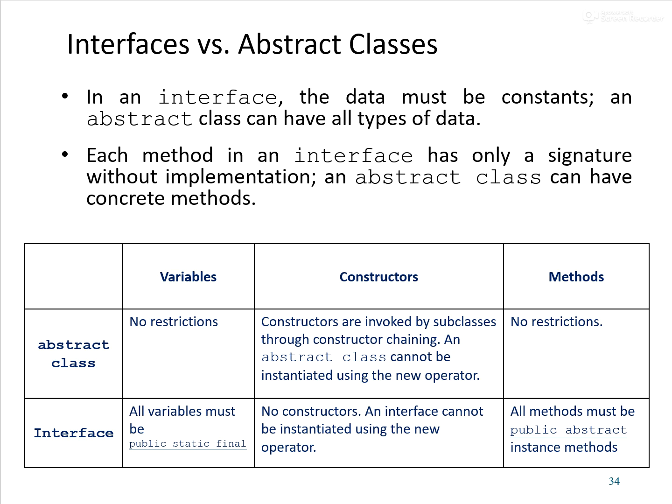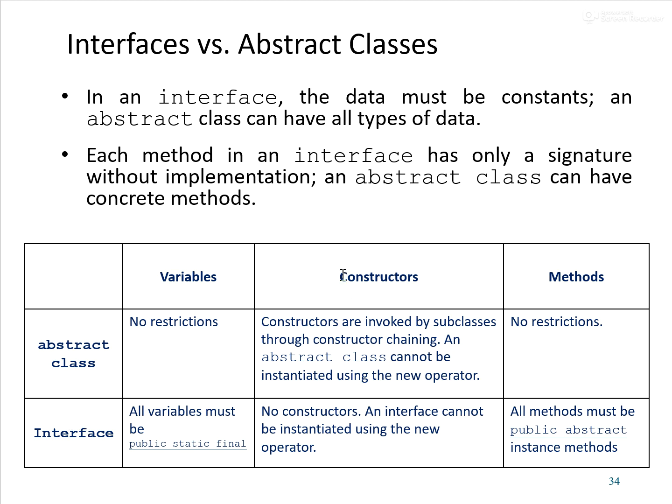So this is a neat table that explains the difference between interfaces and abstract classes. Take a look at this. Abstract classes have no restrictions on what types of variables you put in. It can be public, can be private. In interfaces, they must all be public static final, which means they're all just shared constants.